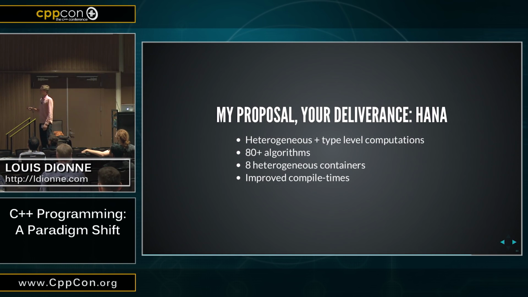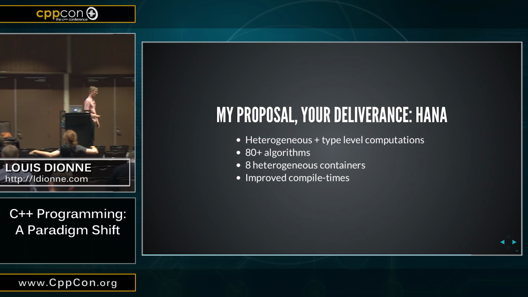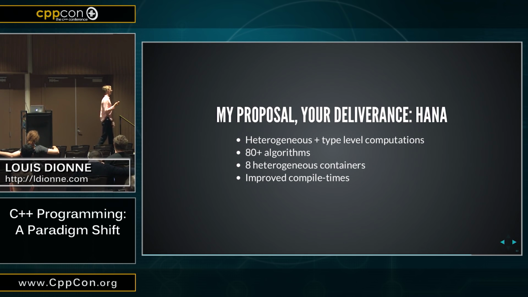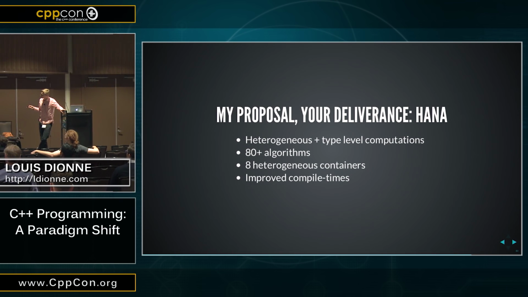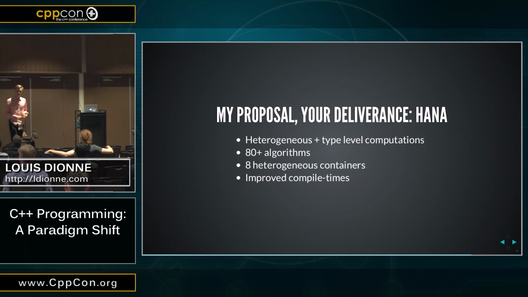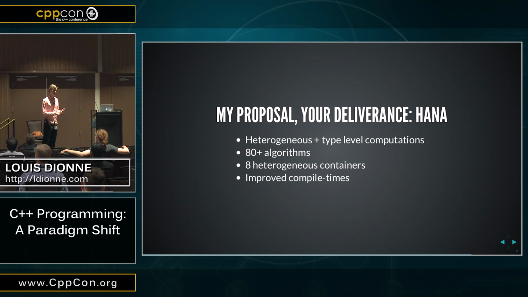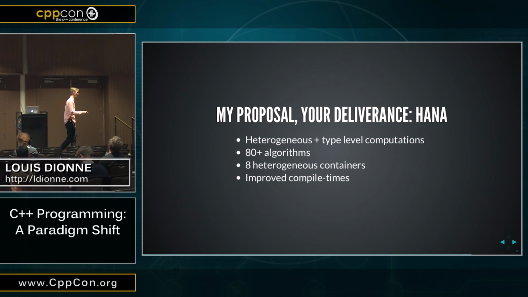So, heterogeneous and type-level computations. Although the heterogeneous computations for now are only eager, I'm planning on maybe adding views because there seems to be a need for it, but for now it's not there. There are more than 80 algorithms, most of which are highly optimized both for runtime and compile time. We are using pretty clever techniques, which I will have time to show if I go a bit faster. And then there are about 8 heterogeneous containers, like a compile-time map, a compile-time set, a tuple, which is much more compile-time efficient than std::tuple, so you might want to change to it. There is also a compile-time optional, a compile-time string class, a compile-time range, stuff like that.